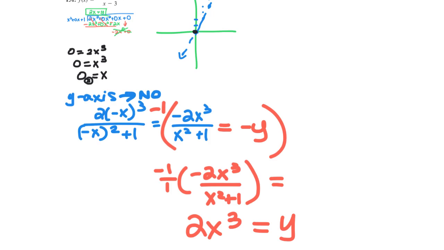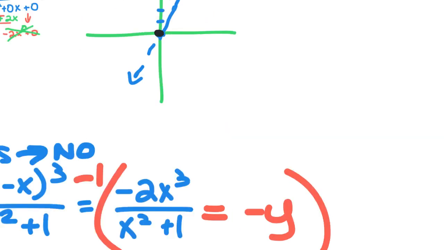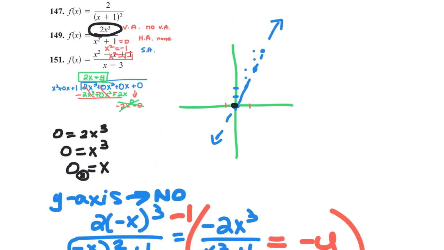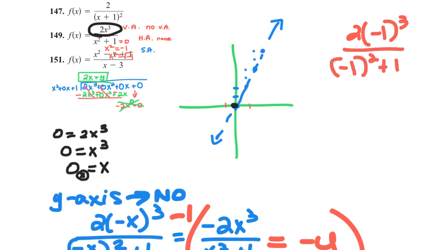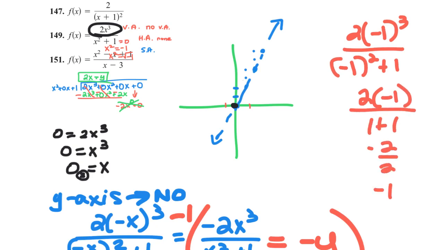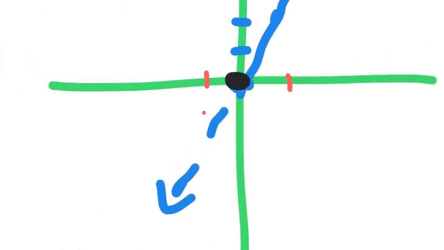So whatever's happening on the left is going to happen opposite that on the right. But let's say you don't even know that. Just plug in some points, right? So I'm going to plug in -1 and see what happens. I'm going to plug in +1 and see what happens. -1 would give me 2 times -1 to the third over -1 squared plus 1. So 2 times -1 over 1 plus 1. -2 over 2, which is -1. Did I do that right? Yeah. So I'm down here.